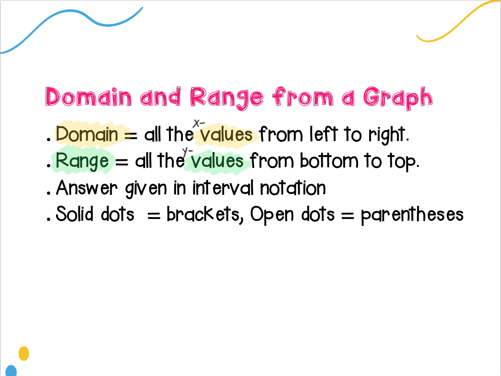The answers for this are going to be in interval notation. And remember that a solid dot, or closed circle, at the end represents brackets because it represents equals. The open dots, or open circles, get parentheses because that means not equal to. So we know open and closed circles, and we know parentheses and brackets.